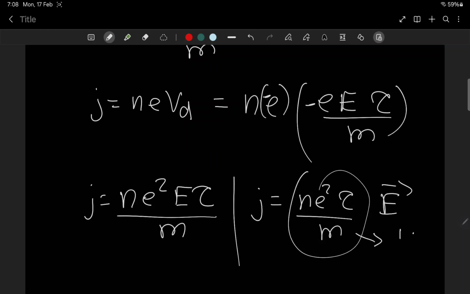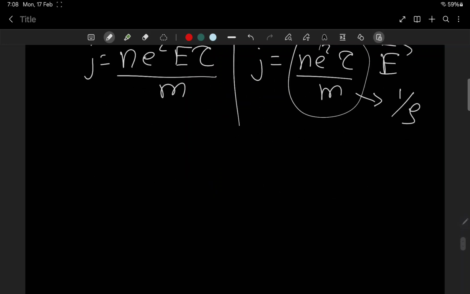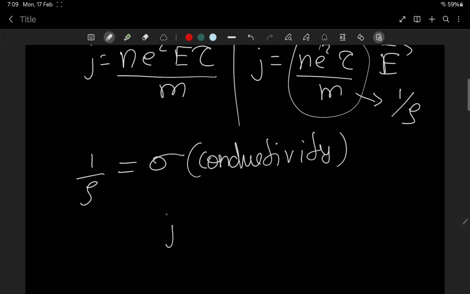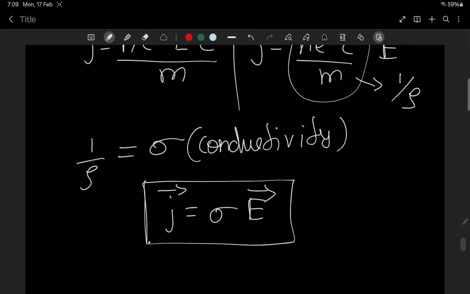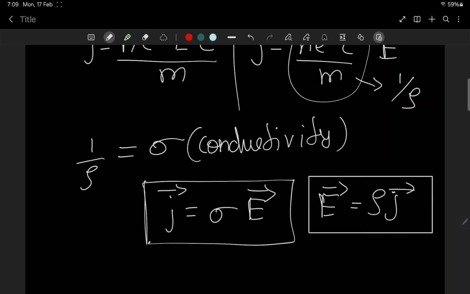This thing I have seen somewhere. This is equal to 1 by rho, right? You know that 1 by rho is equal to sigma, the conductivity. Therefore, J = sigma times E. This is the relation. Or if you take this to the other side, E = J by sigma, it is also possible. Understood?